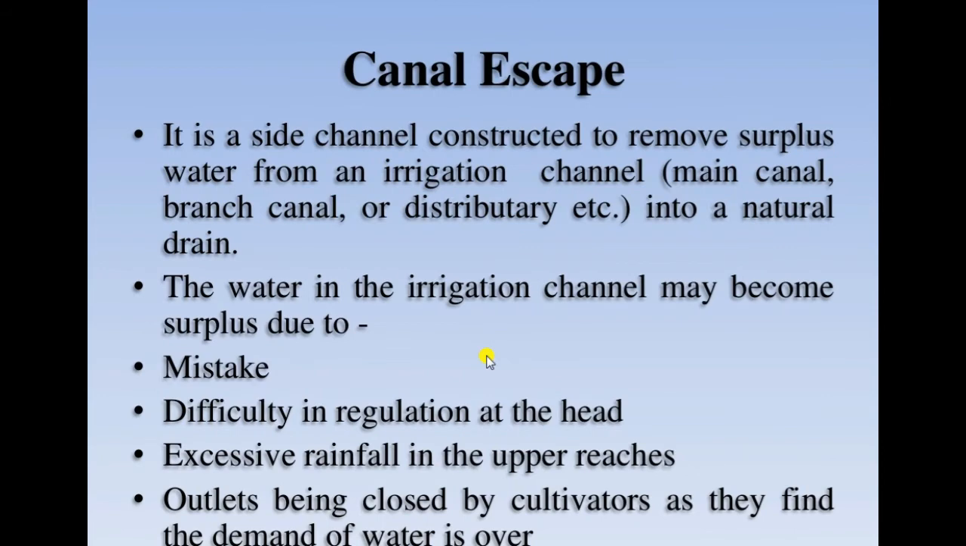Now next is the canal escape. It is a side channel constructed to remove the surplus water from the irrigation channel, main canal, branch canal or distributary into the natural drain. The water in the irrigation channel may become surplus by mistake if some of the head regulator is opened too high, or due to difficulty in regulation at the head when we release the water into the canal.